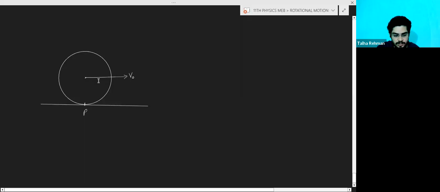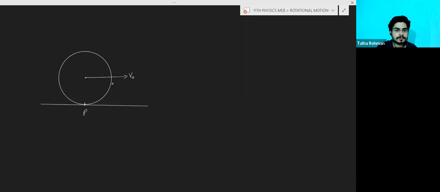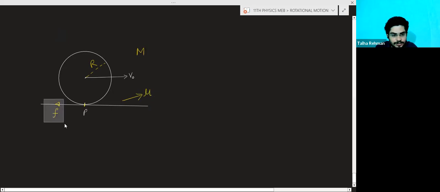So this is moving with v naught, having radius R. Now in this direction there will be a friction force, and the coefficient of friction is mu, the mass is m and the radius is r. So can anyone tell me what will be the value of this friction force?